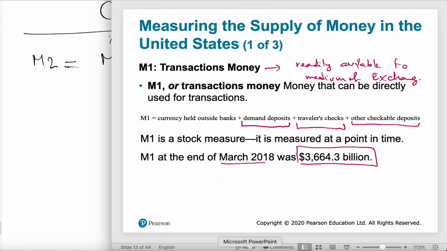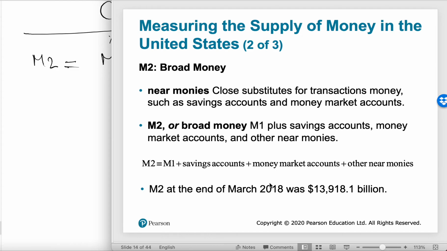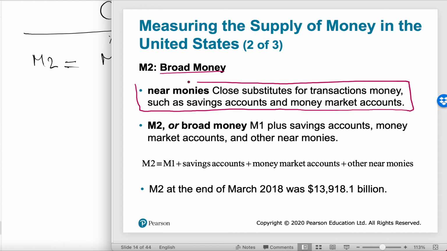So let me bring the M2. M2 is also known as the broader money, because it's a larger amount. M1 is inside it. To understand that, we have to add all the near money with a little bit of cost. These are the assets which can be converted to transaction money. Close substitutes for transaction money, such as saving accounts and money market accounts, bonds and stocks. So M2 or broader money is M1 plus all these things: saving accounts, money market accounts, or any other near money.